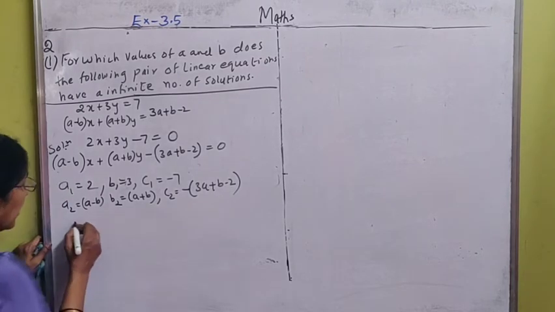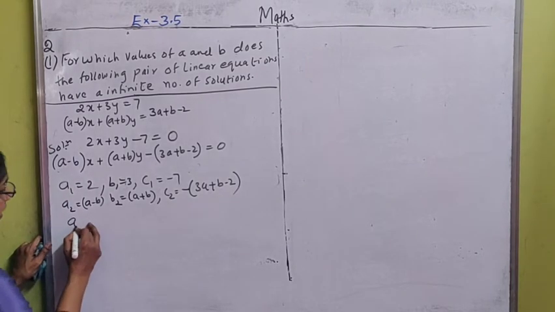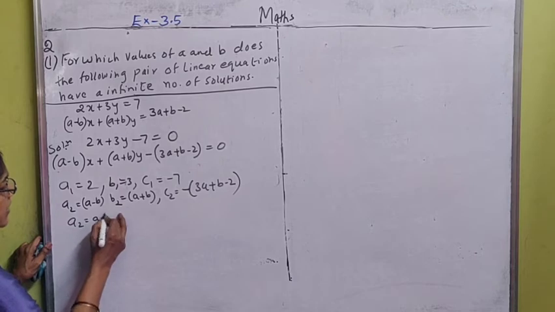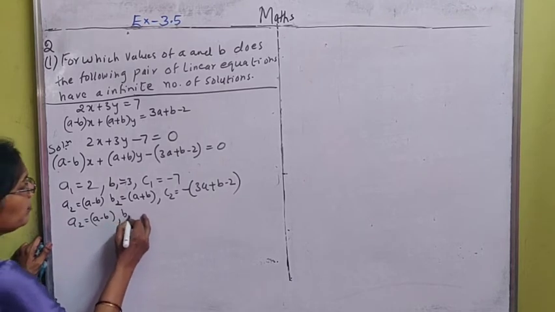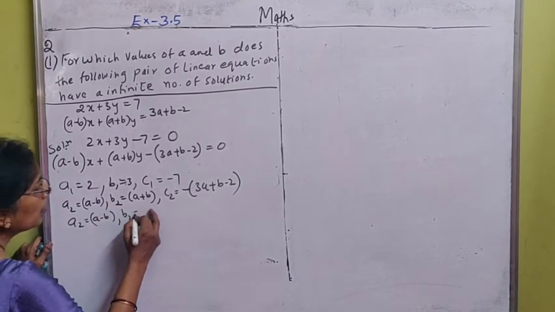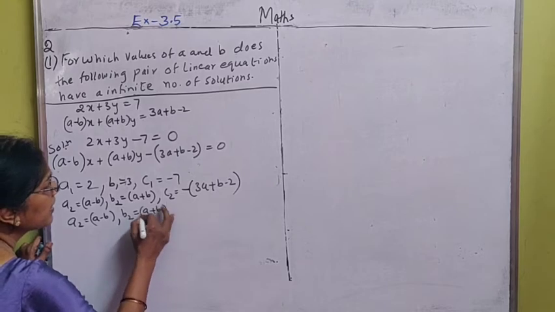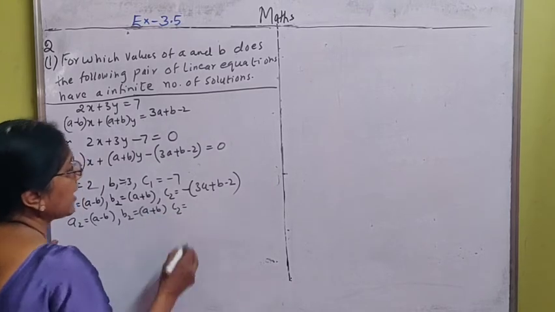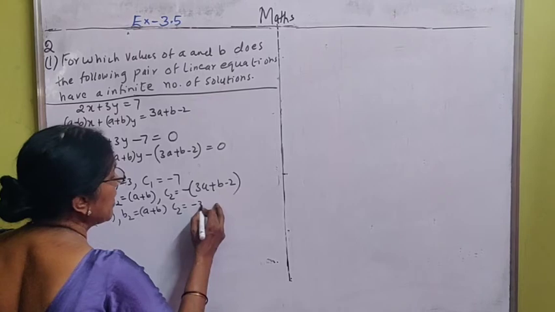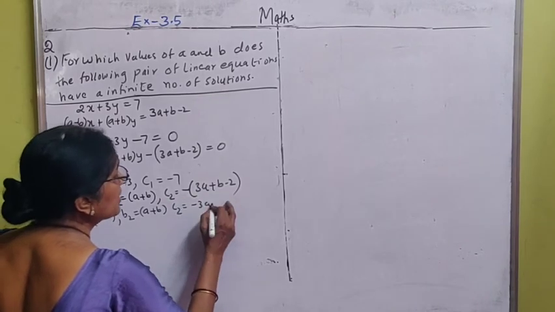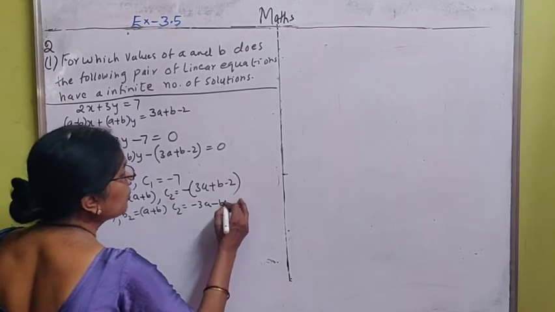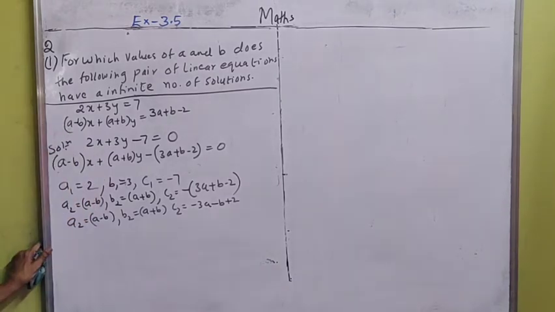So what can you get? Again I am going to write this down. a2 is equal to (a minus b) in the bracket. b2 is equal to (a plus b) in the bracket. c2 I want to remove from the bracket. Minus into plus is minus 3a. Minus into plus is minus b. Minus into minus is plus 2. So it will be easy for me to now calculate.